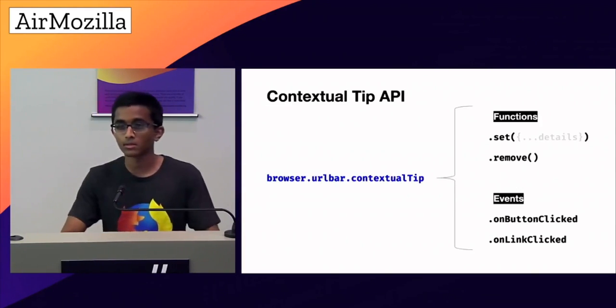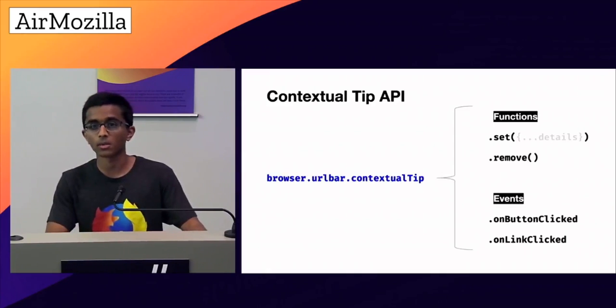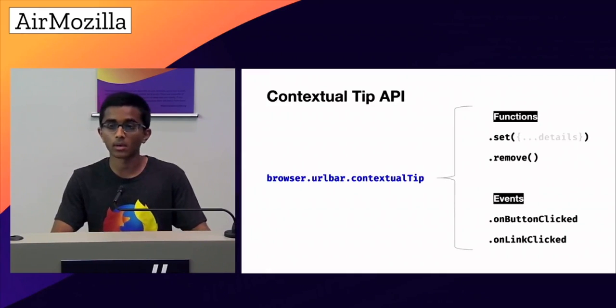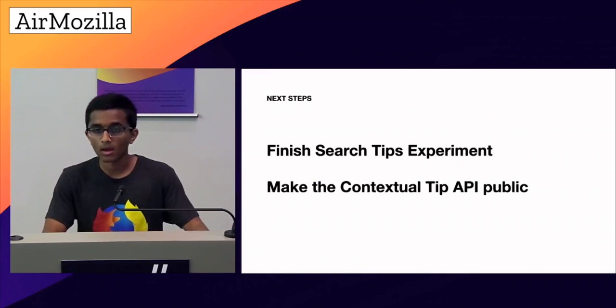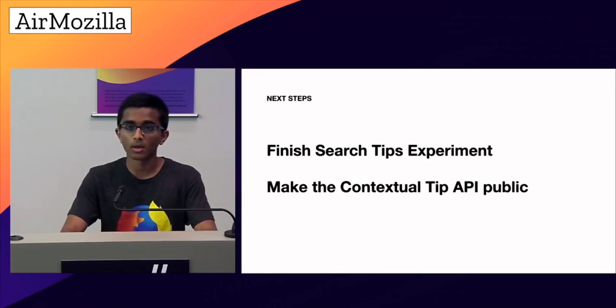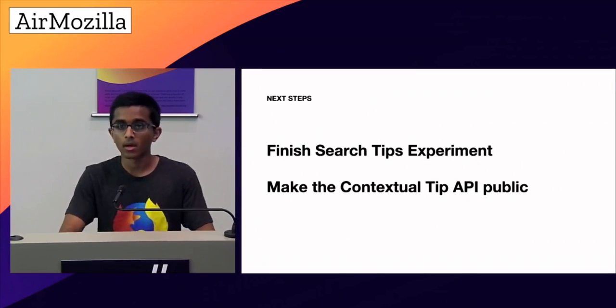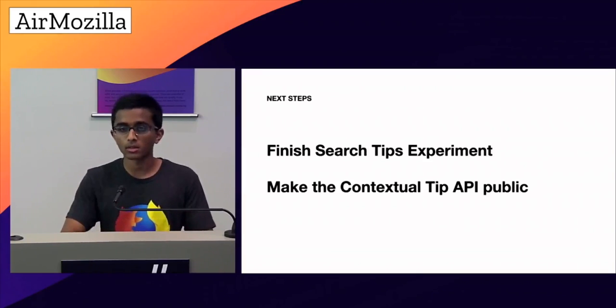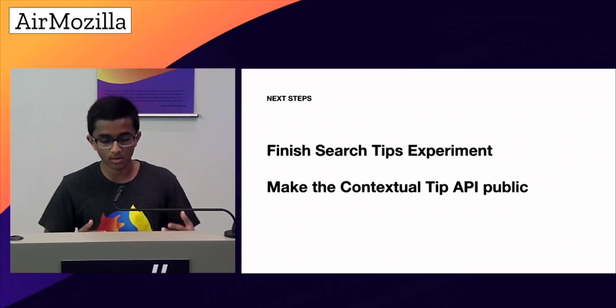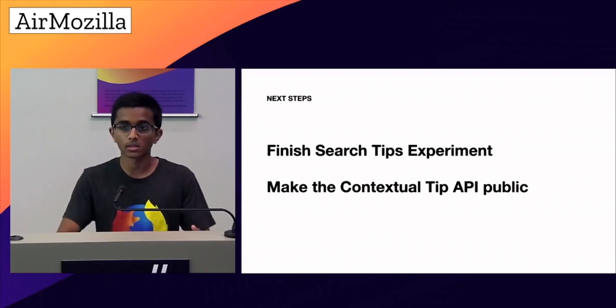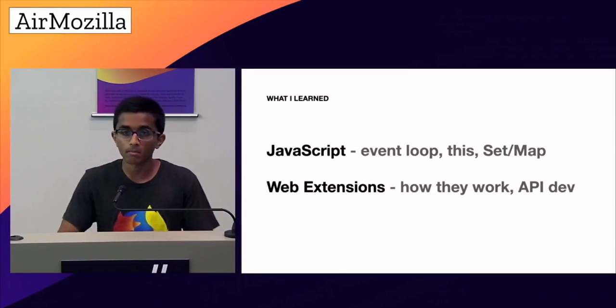We have two functions for setting and removing, and then events for specifying what happens when a button or link is clicked. Some of the next steps include finishing the search tips experiment and finishing some parts of the API. We want to consider making the contextual tip API public, because right now the API is only available to web extensions signed by Mozilla.